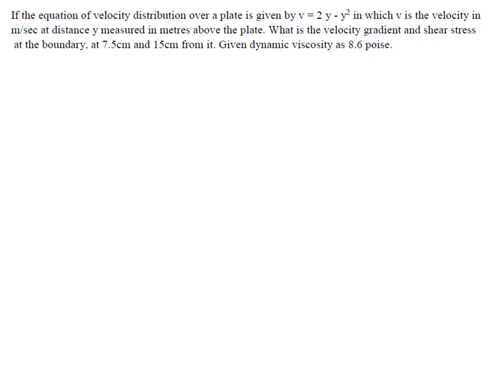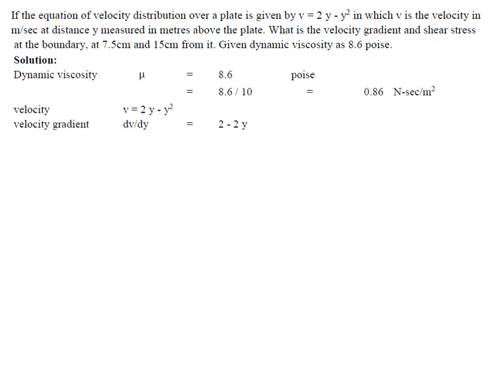Here the dynamic viscosity is given as 8.6 poise. So dynamic viscosity is again given in poise. You have to convert to Newton second per meter square by dividing by 10. So therefore dynamic viscosity mu is 0.86 Newton second per meter square. Here the velocity is given, which is 2y minus y square. So you differentiate this to get velocity gradient. That is dou v by dou y, which will be 2 minus 2y.